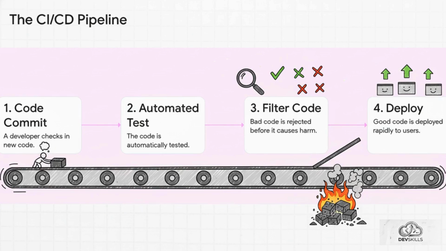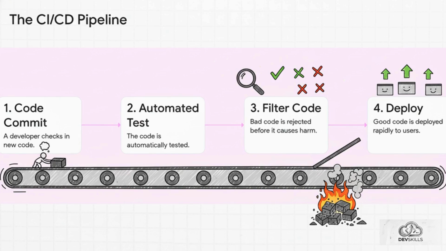Picture a conveyor belt. A developer commits some new code and it gets dropped onto the belt. It's automatically tested right there. If the code is bad, a trap door opens up and poof, it's incinerated. But if it's good, it just keeps moving down the line and gets deployed to users, sometimes in a matter of minutes.